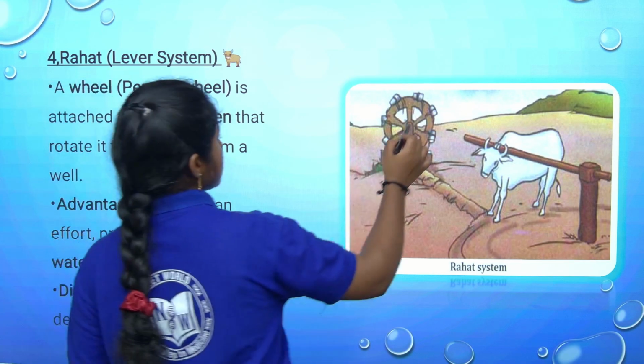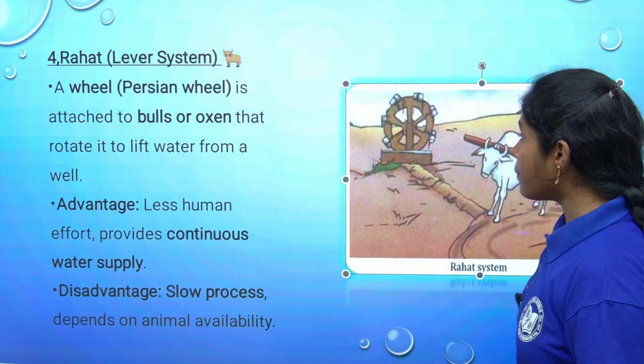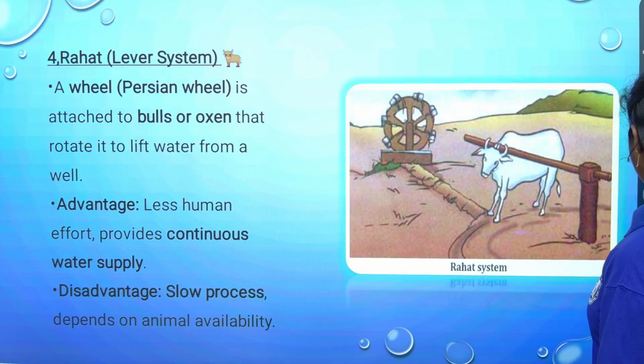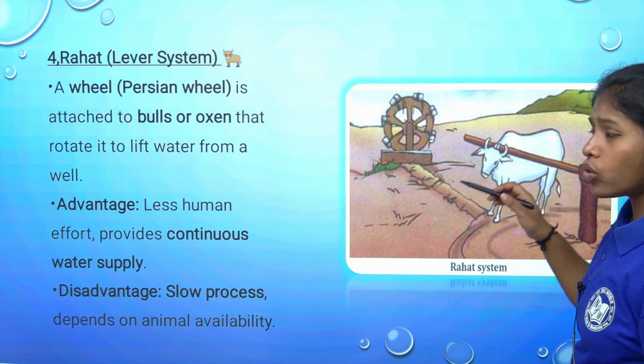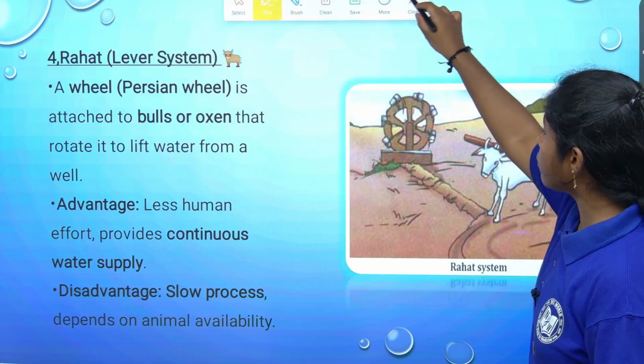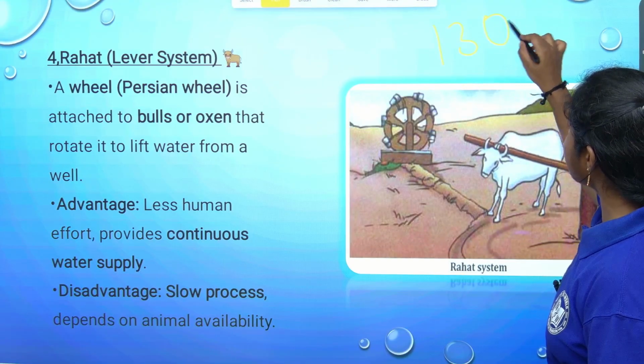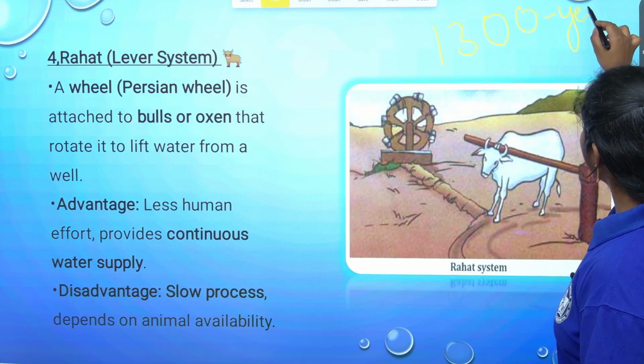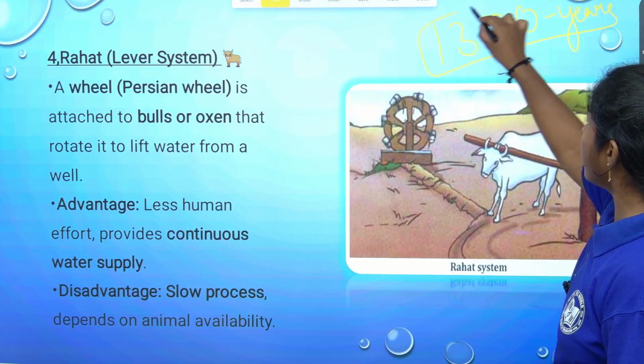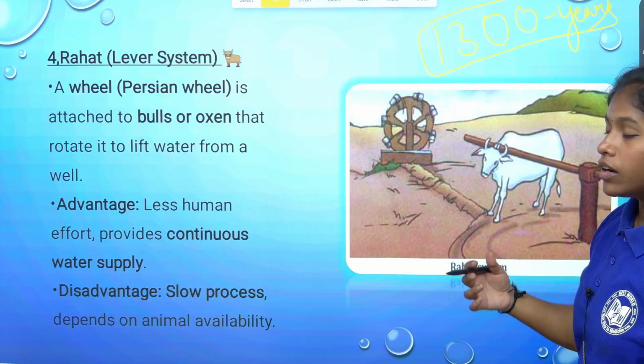As compared to the Dekli system, the moat system and what we discussed, the chain pump system is one of the most efficient methods traditionally used by farmers, and it is one of the oldest methods, from 1300 years ago. This is the most efficient method used for irrigation.